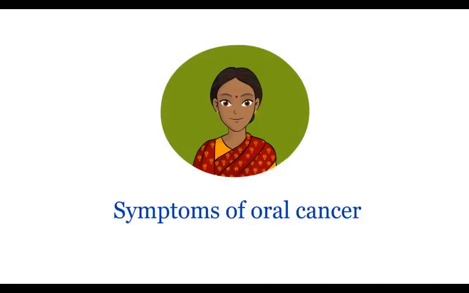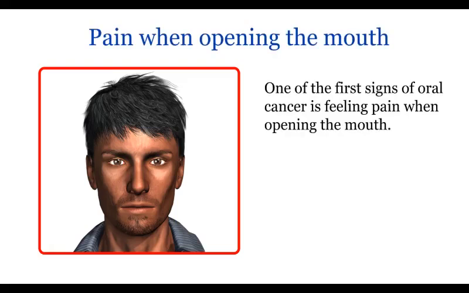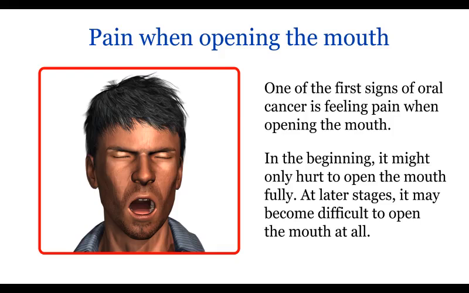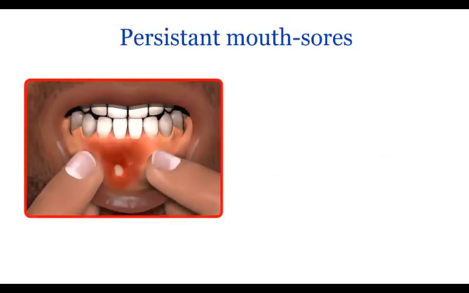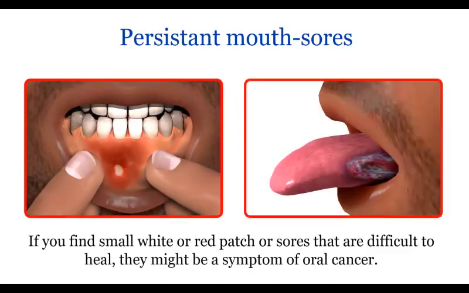Some signs may indicate the possibility of oral cancer. Let's see what these are. One of the signs of oral cancer is feeling pain when opening the mouth. In the beginning, it might only hurt to open the mouth fully. At later stages, it may become difficult to open the mouth at all. If you find small white or red patches or sores that may be difficult to heal, they might be a symptom of oral cancer.